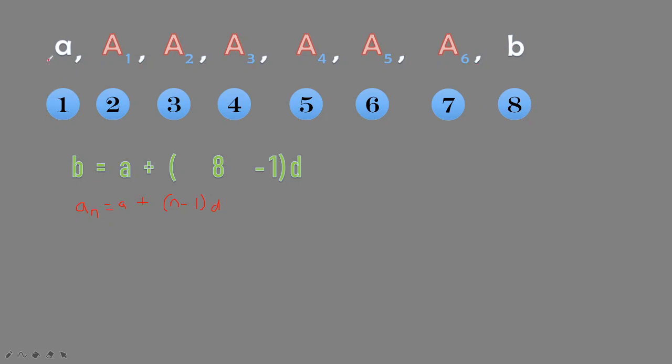Now using this formula I can say that b, the last term here, is equal to the first term a plus (8 minus 1). Why 8? Because we studied this is for n terms. Here there are 8 terms, so n is equal to 8. So b is equal to a plus (8 minus 1) into d.